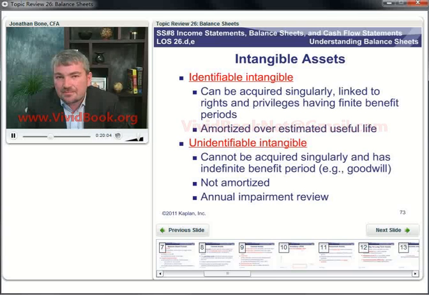Now, because it's not amortized, it's subject to an annual impairment review instead. And we're going to see impairment reviews again in a later reading.